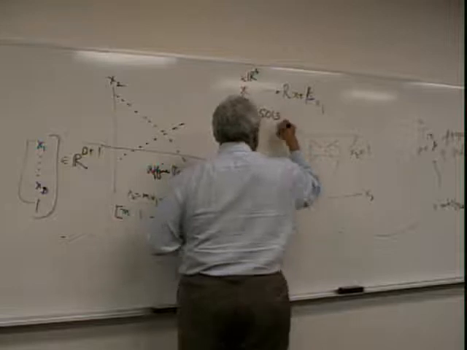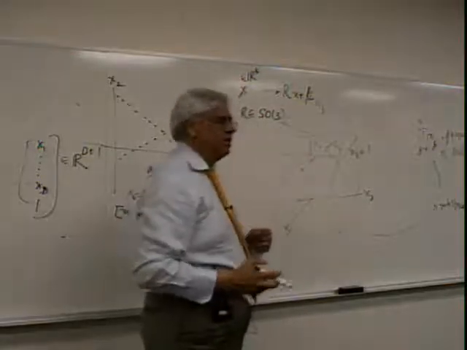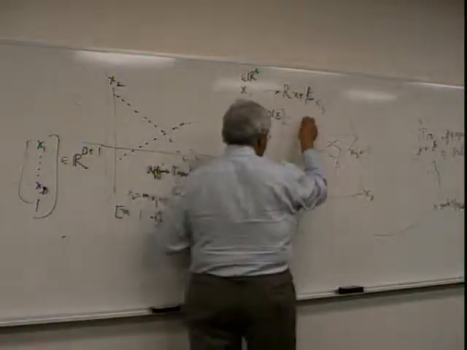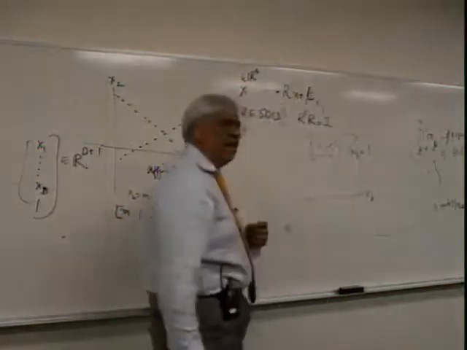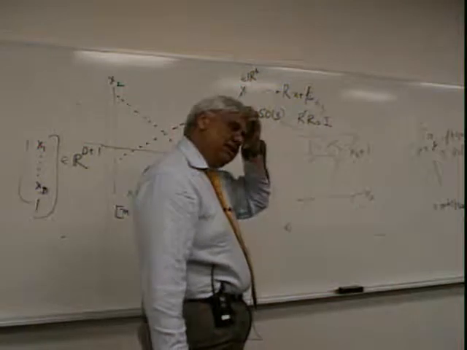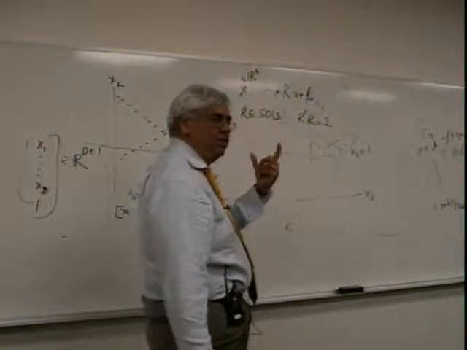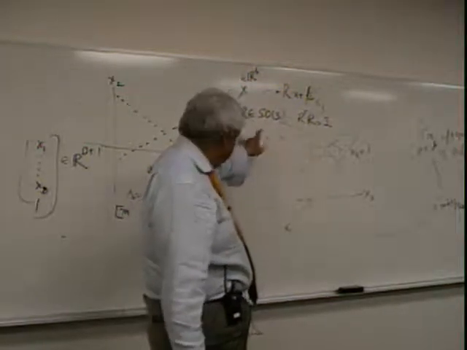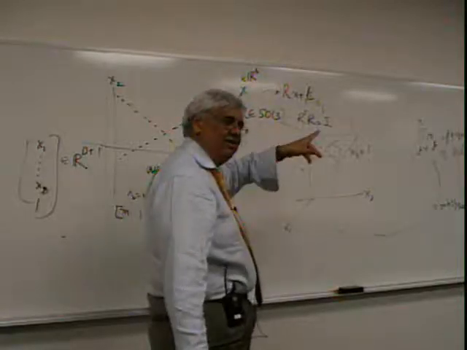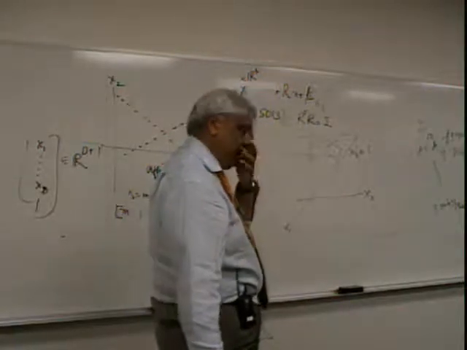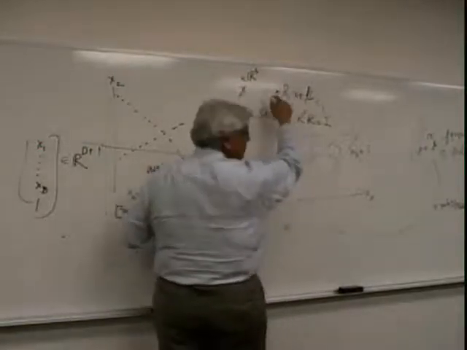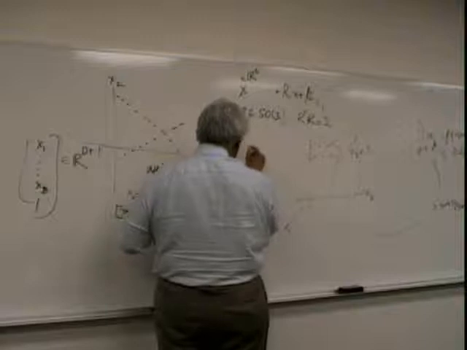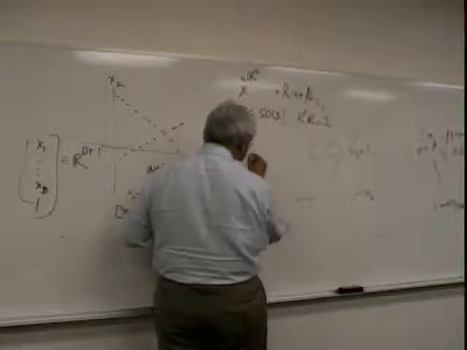Does everybody know what this term means, SO3? SO3 is a 3 by 3 special orthogonal matrix, which satisfies R transpose R equals I. It's a rotation, and the determinant of R is +1. The determinant could be -1, and the specialty of this thing is that its determinant is +1.